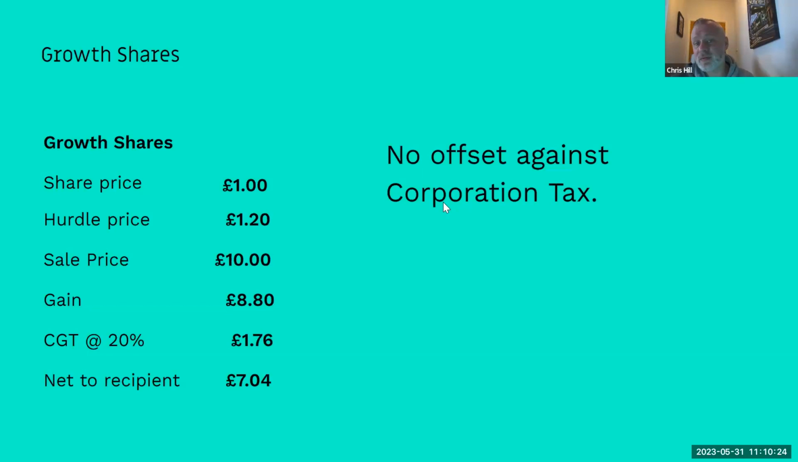So growth shares, you can't offset against your corporation tax, but quick example here. Issued at £1, the hurdle price is £1.20, sell the business for £10. That's an £8.80 gain, 20% capital gains tax. They walk away with £7.04 per share. If we say that they were given the shares valued at £1, they're going to pay up to 45p on the pound for each share. So it's a much more tax efficient way to do it.